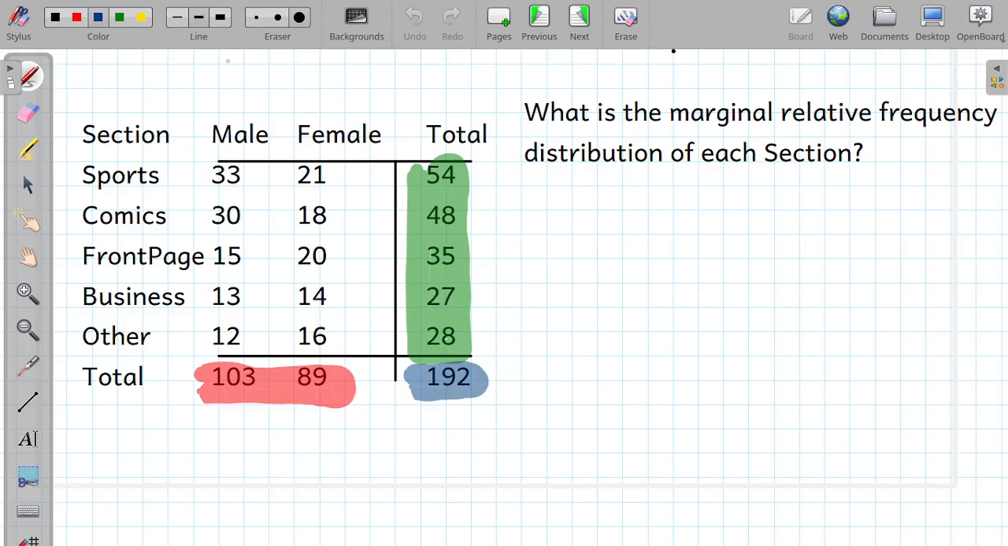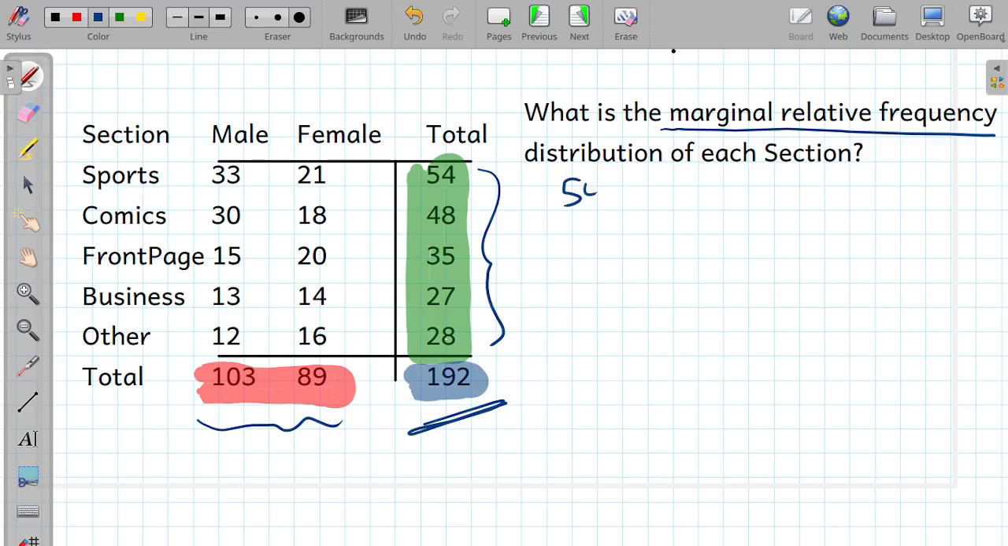Anyway, you'll notice here we are asking about the marginal relative frequency for each section. Marginal values are the values that are not inside the table, they're the values on the outside of the table. And this is what's called the grand total. So we want to concentrate on these numbers. For instance, if we look at the sports section, there are 54 readers of sports out of the 192.